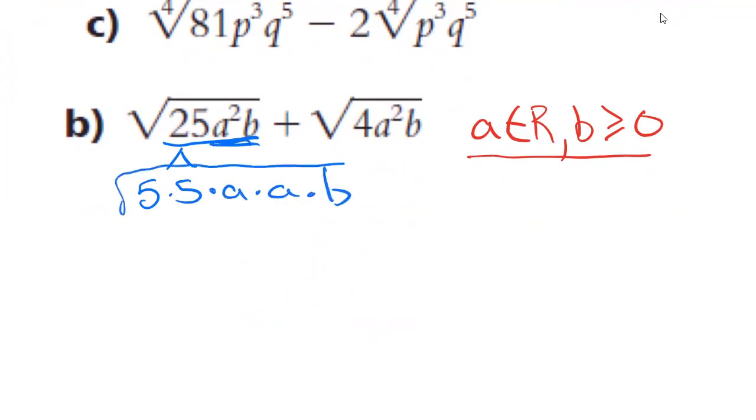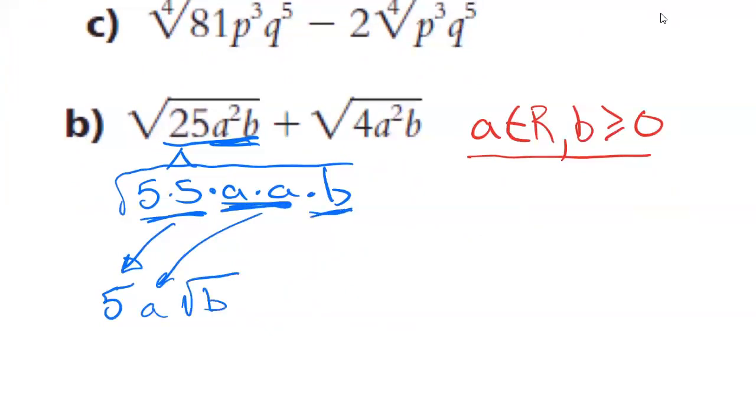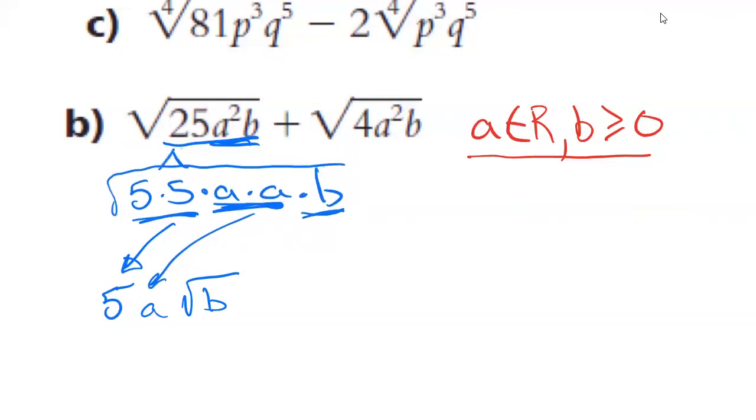Because we're doing square root, we're looking for groups of 2. There's a group of 2. 5 pops out. Here's another group of 2 a's. A pops out. I'm left with my b, square root b. Similar process for the next term. So slide this over a little bit.